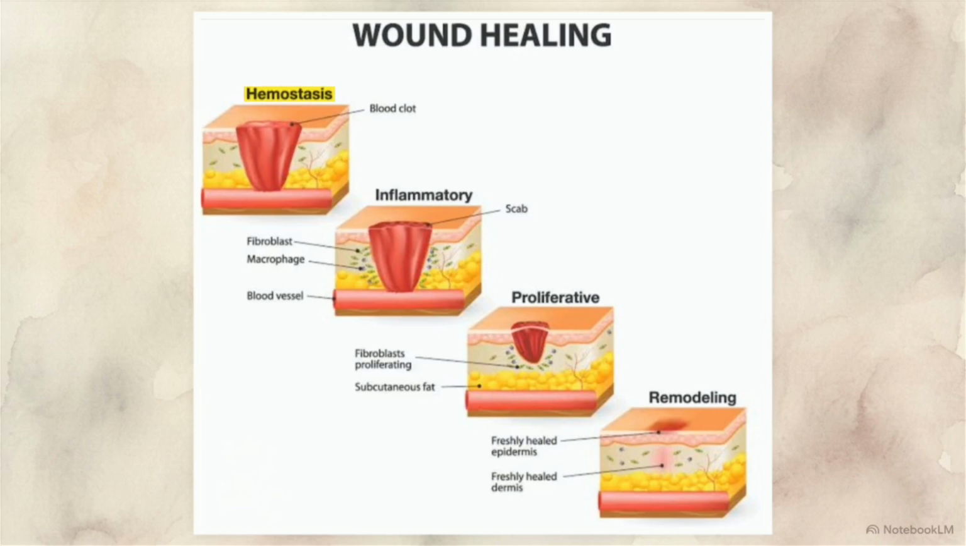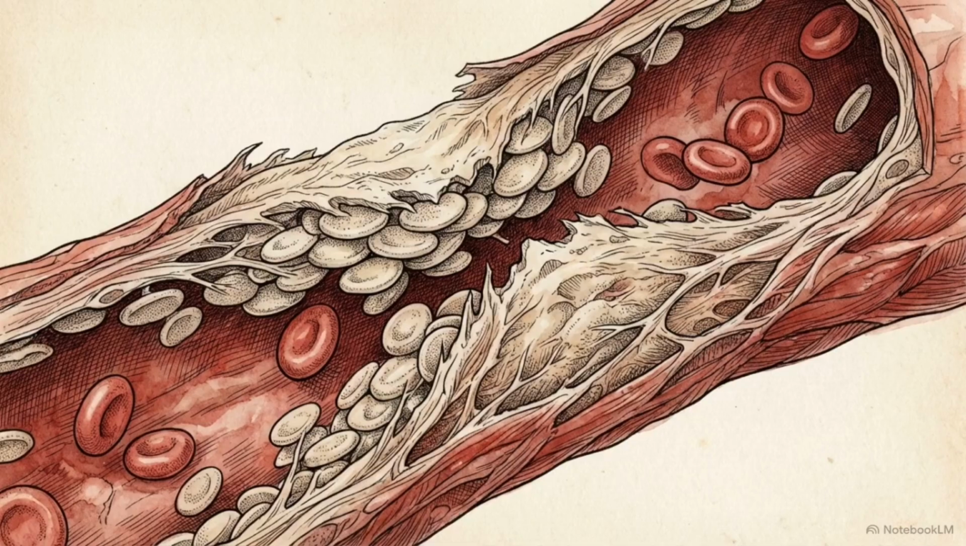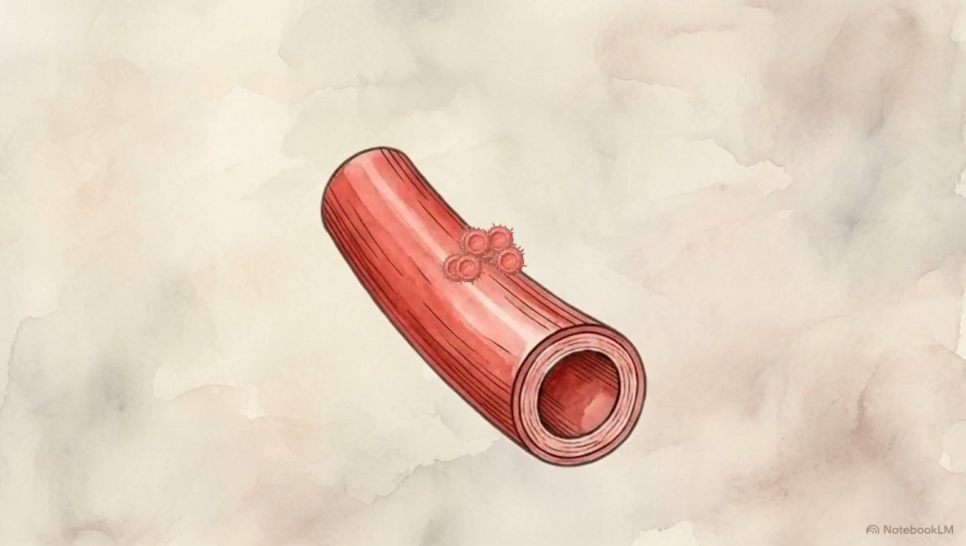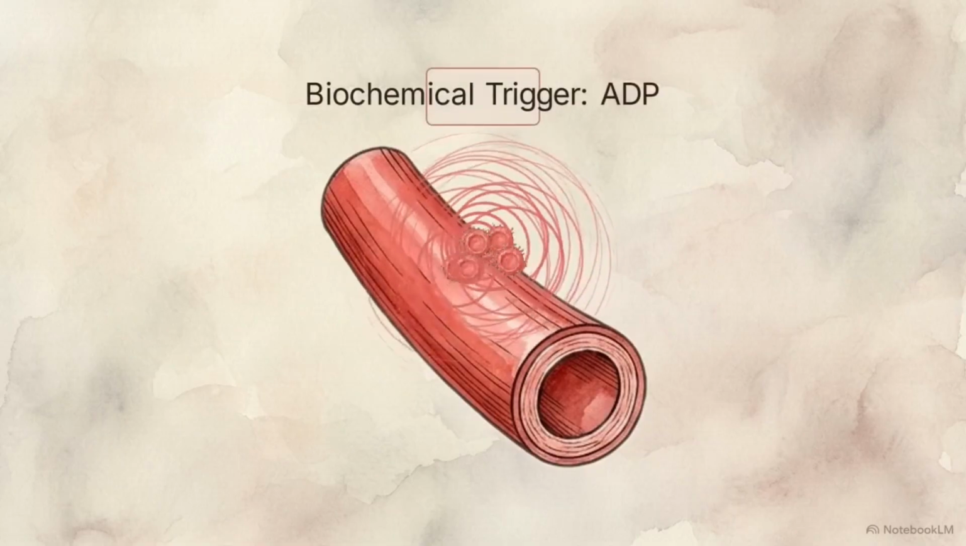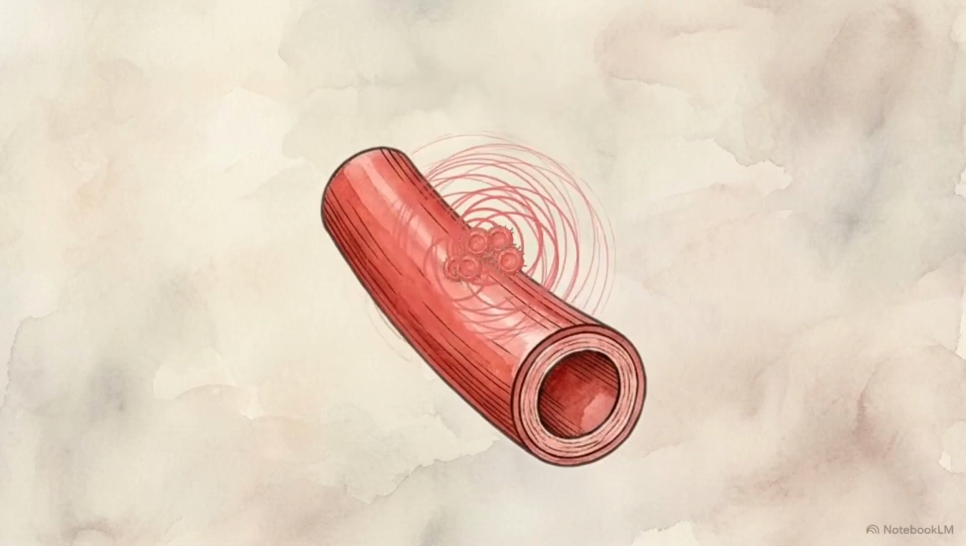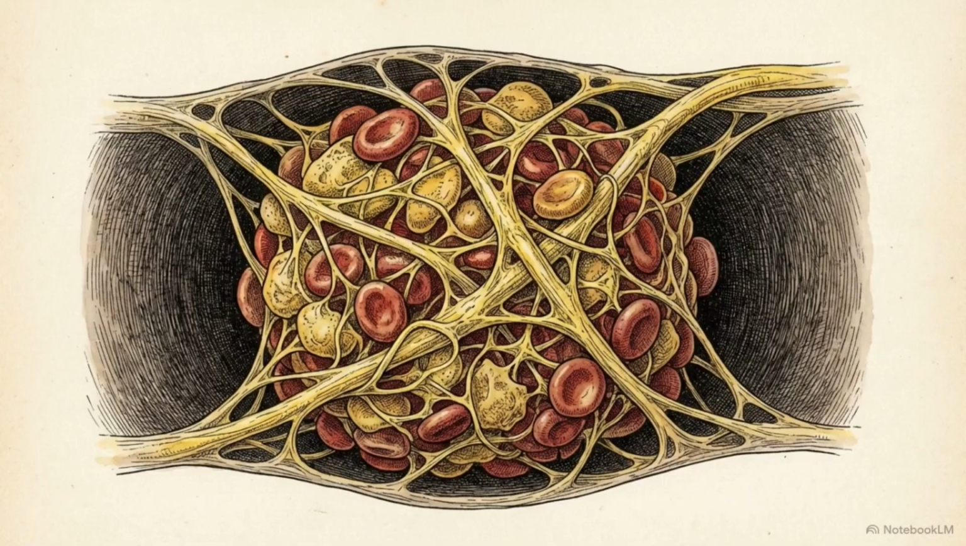Looking at the top left cross-section, we see hemostasis. This immediate response occurs within seconds to hours of the injury. The localized crisis begins at the base of the wound, where the blood vessel has been severed. Platelets instantly adhere to the newly exposed, damaged endothelium of the vessel wall. Upon adherence, these platelets release a specific biochemical trigger, adenosine diphosphate, or ADP. The release of ADP initiates a chemical cascade, resulting in the formation of a fibrin mesh. This mesh binds the platelets together, creating a stable blood clot.